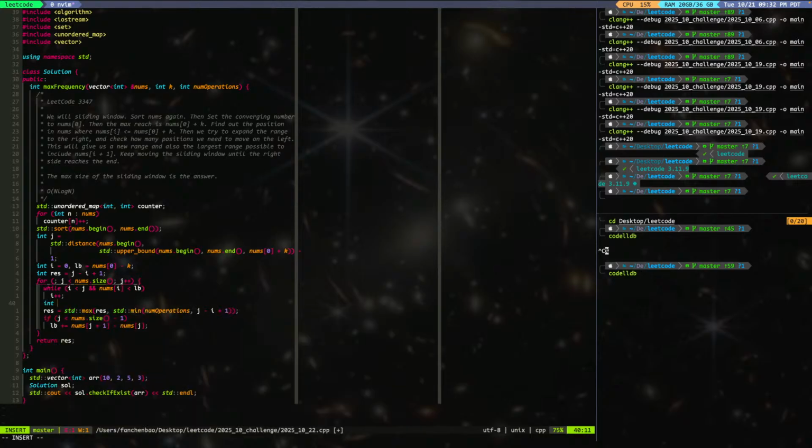So converge, right? Converge shall be left bound. No, shall be right bound. Oh, right bound. Oh, that's the difficult part. How do you get a right bound? How do you get a converging number? So j is the one pointing to the right.